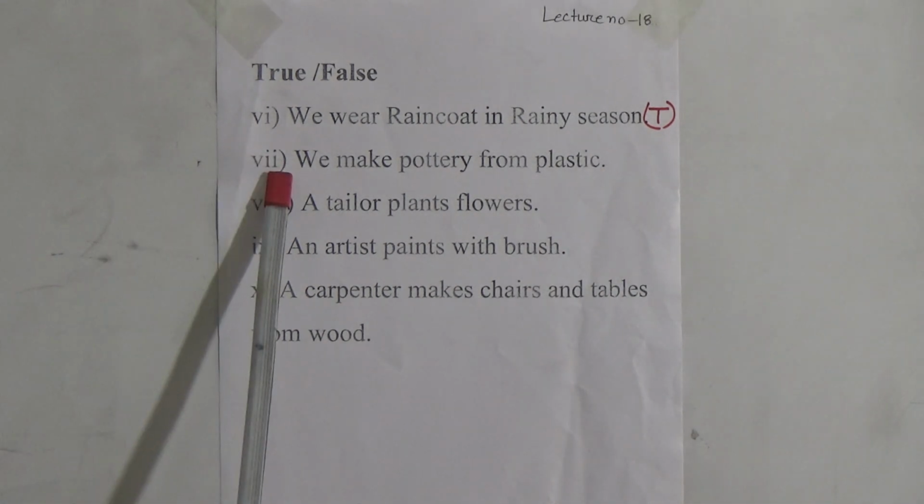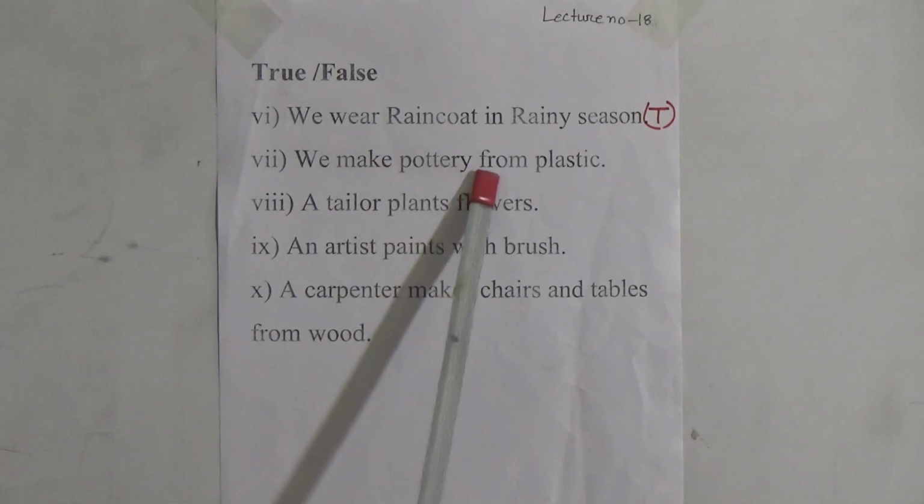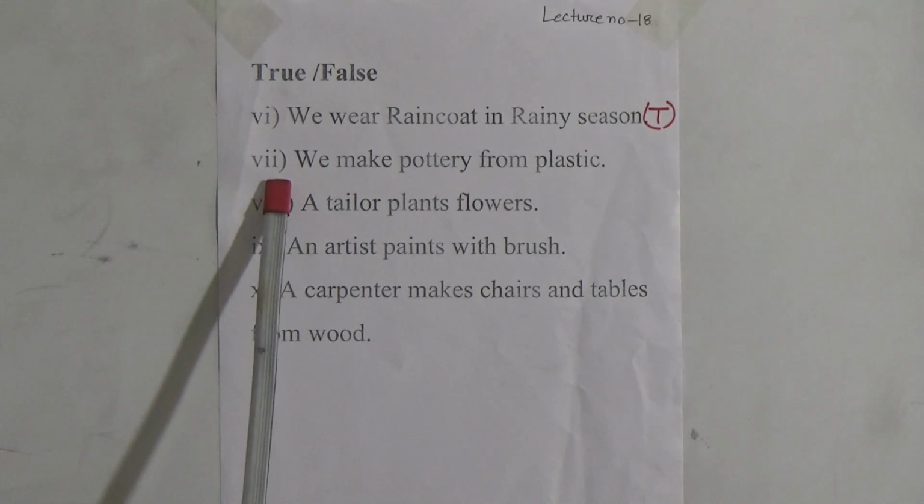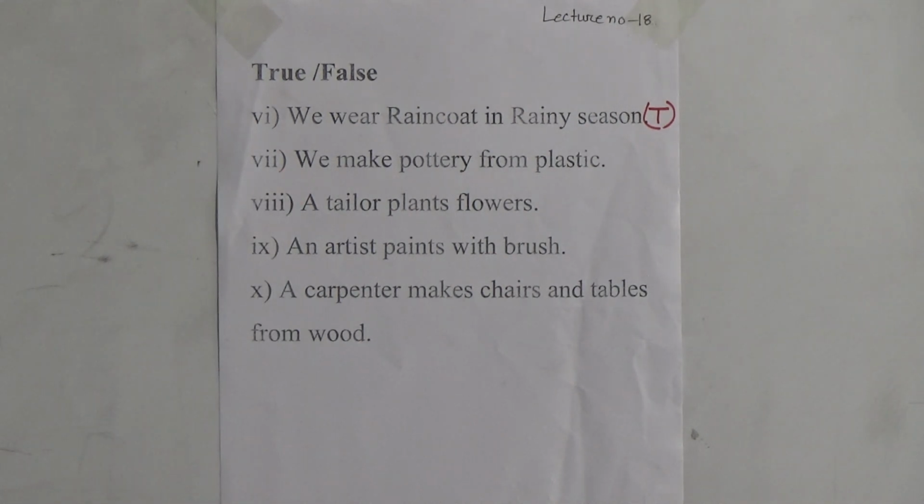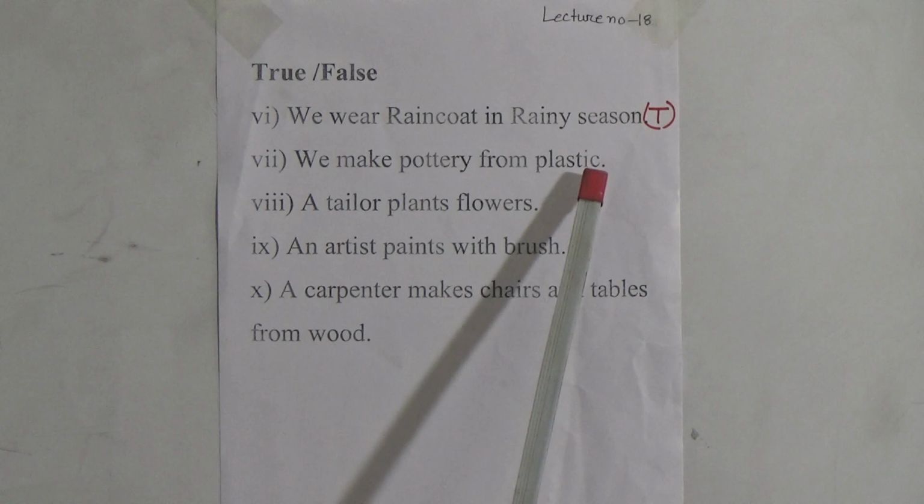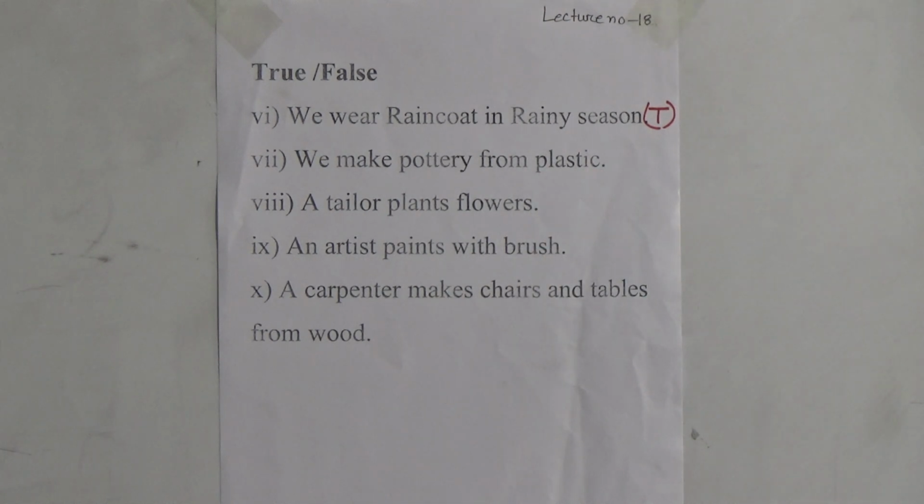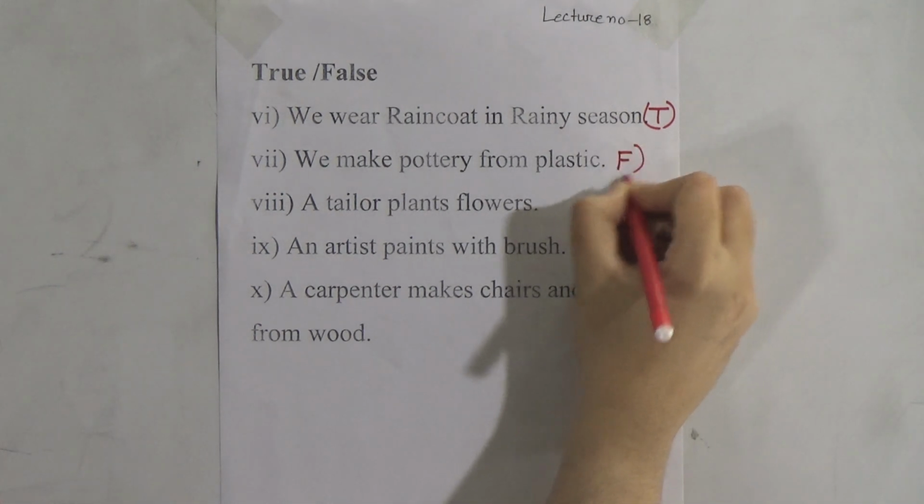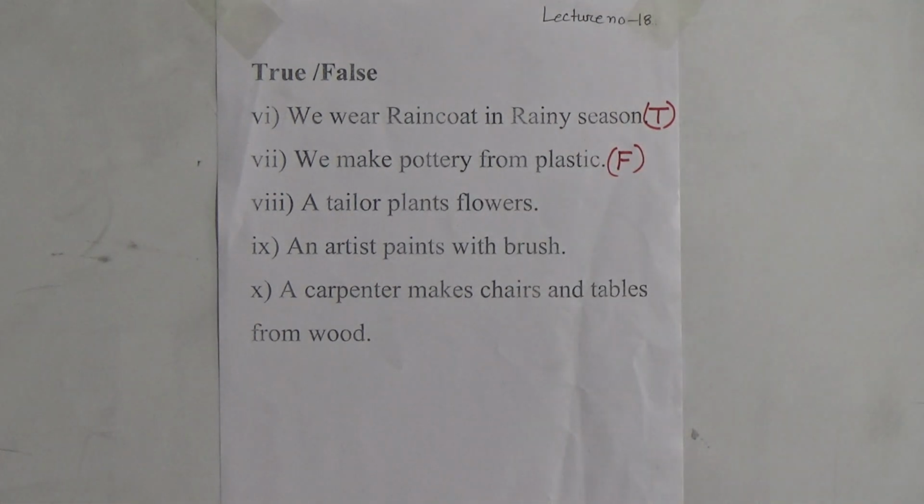And then 7 number, we make pottery from plastic. We make pottery from plastic? No, we make pottery from clay. So that means this statement is false. So we will write here false, and you have to write only F, that means false.